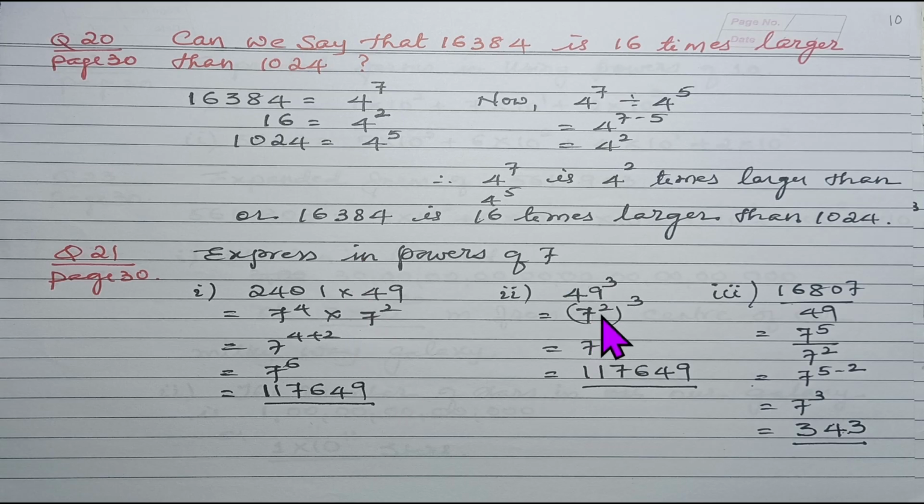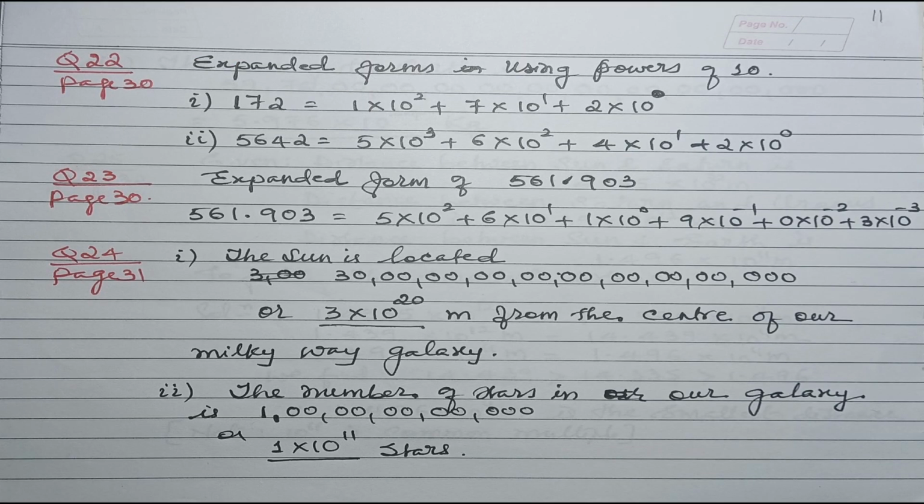Now 49 cube is 7 square cubed, because 49 is 7 square, so it is 7 raised to 6. The value of 7 raised to 6 is again 1,17,649. Now 16,807 divided by 49, 16,807 is 7 raised to 5, 49 is 7 raised to 2. These values can be had from the vertical chart in the textbook, or else you can find out by prime factorization. And the base remaining the same, I can subtract the powers, so it will be 5 minus 2, and 7 raised to 3, and that is 343 is the answer.